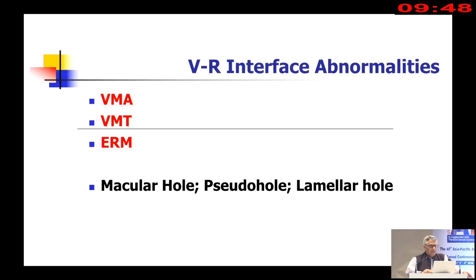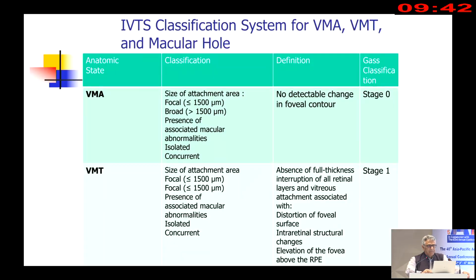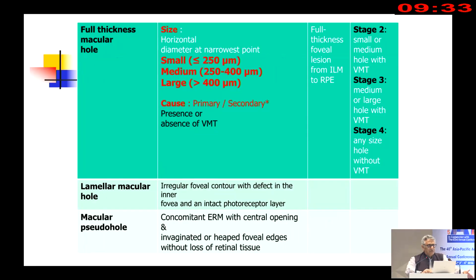I'll be talking primarily of two things. One is VMT, and other is ERM. I'll not touch upon macular hole or other kind of membranes. This is the latest classification of all these interface disorders, VMA and VMT. And the reason I am showing this classification is this says macular hole small as 250 and large as 400, whereas we in our practice get holes of more than 1000 and 2000 also.